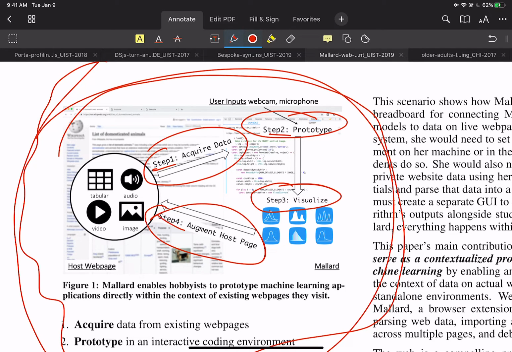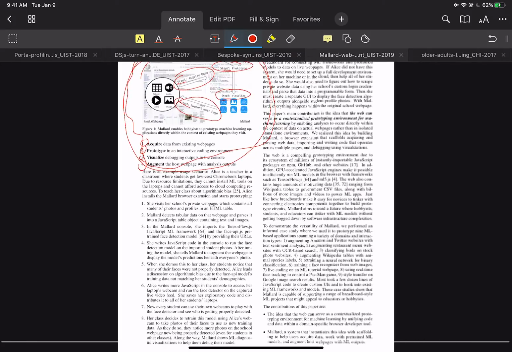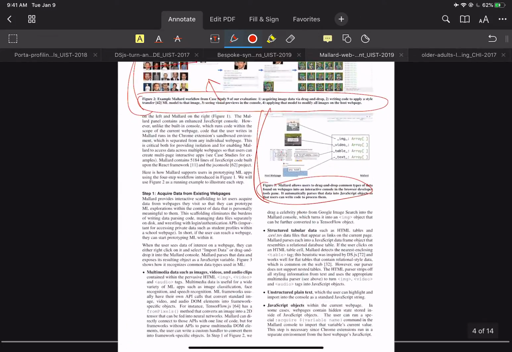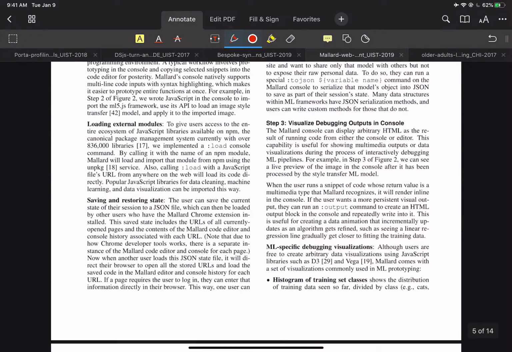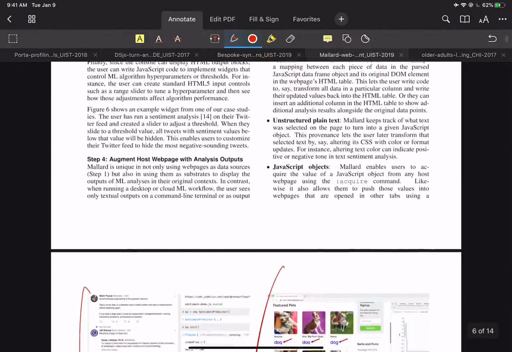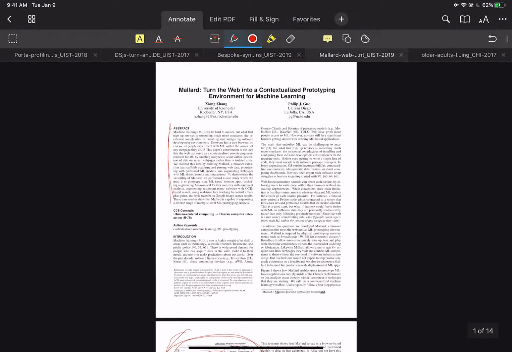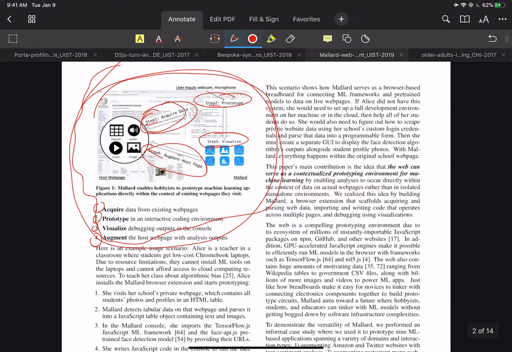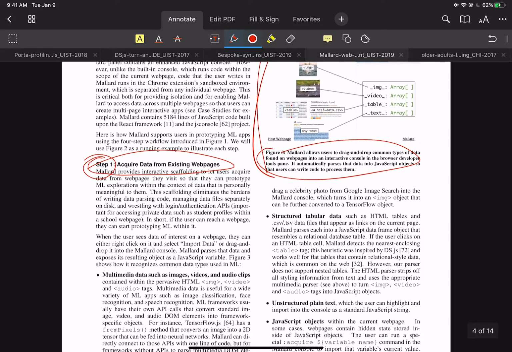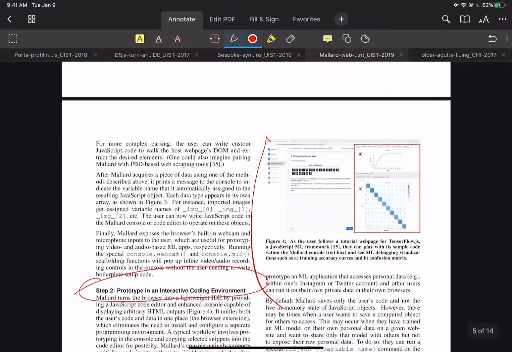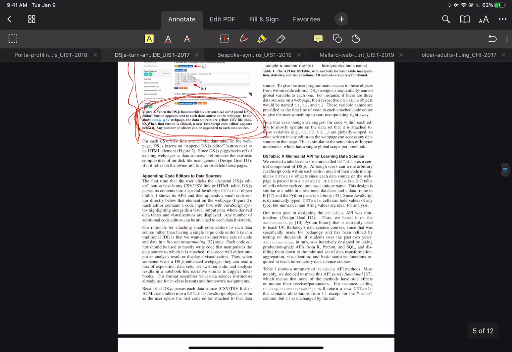Notice how these 4 steps are described in the introduction up front: acquire, prototype, visualize, augment. And then when I describe the system itself, lo and behold, step 1, acquire, step 2, prototype, step 3, visualize, step 4, augment. That gives it a nice parallelism, because when someone's reading the intro, they're like, okay, this has a 4-step workflow. Great. And then the implementation in the system is, okay, here's how the system achieves this 4-step workflow and what the details are. So that's a way I like to structure it. Let's see if the other systems have this.